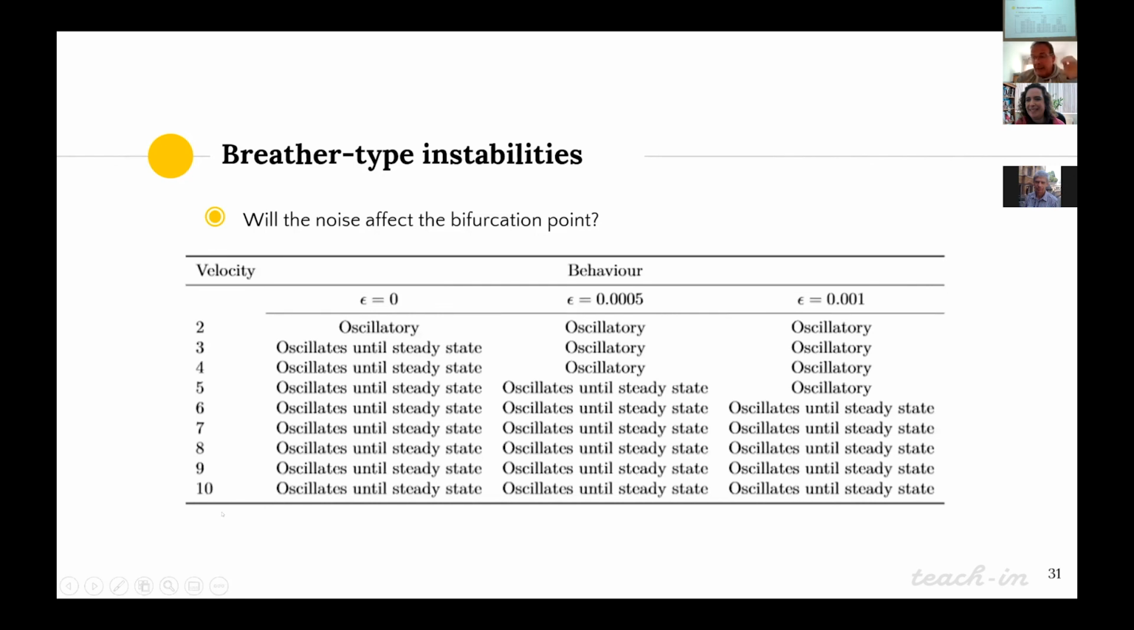And what we can see is that for each level of noise, we have a bifurcation point. In the deterministic case, as we have already seen, the bifurcation point is between velocity 2 and velocity 3. In the case of noise, we also have a bifurcation point, but this bifurcation point will be at other values of the velocity depending on the noise level epsilon. Okay, so this is what our numerical simulations have shown.